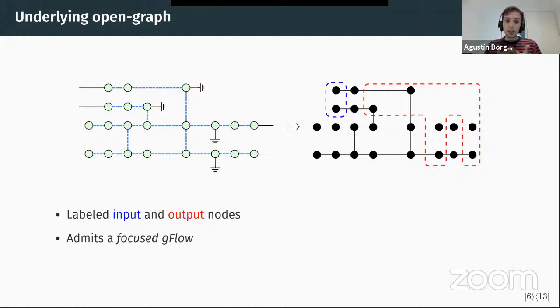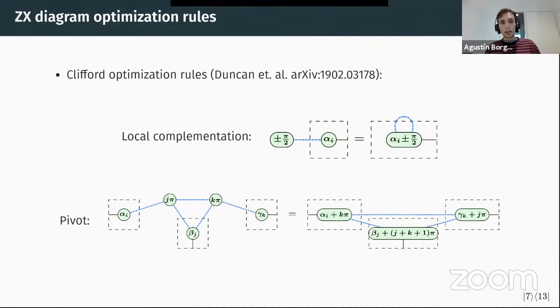It's important that we preserve this G-flow property when optimizing, so we must restrict the rewriting rules we can use. In the Clifford optimization by Duncan et al., they introduced two G-flow preserving rules to eliminate spiders with a phase multiple of pi/2. Those are the Clifford spiders. Here in these diagrams, I'm using dashed boxes to represent maybe multiple spiders connected.